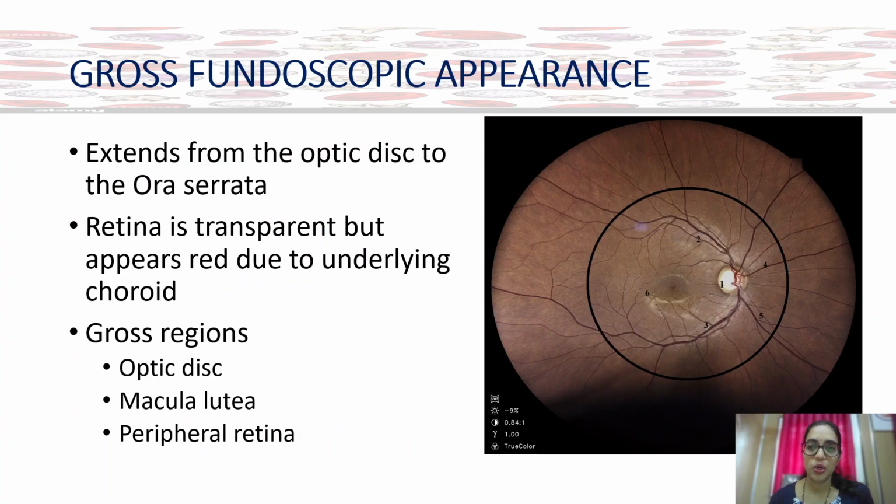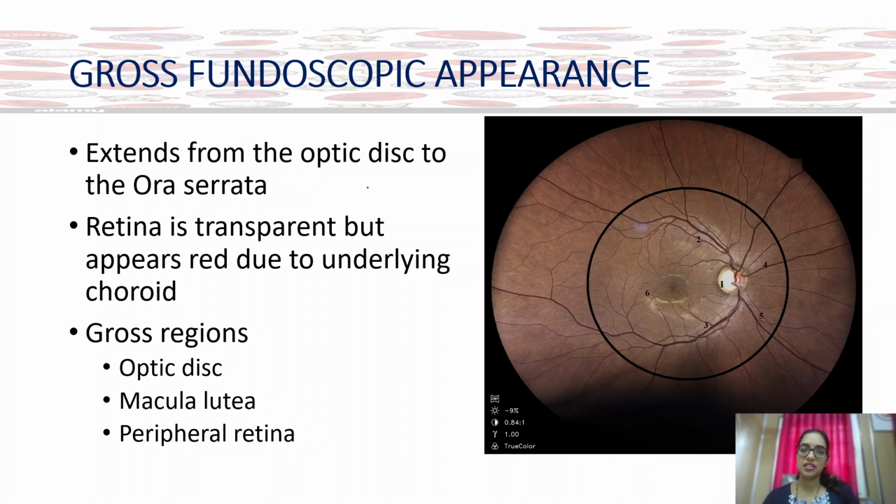And let's move on. So coming to the gross fundoscopic appearance, the retina extends from the optic disc to the ora serrata and has a surface area of around 250 millimeter square. It is a transparent structure that covers the choroid and it appears red because there is a vascular choroid that is present underneath the retina.